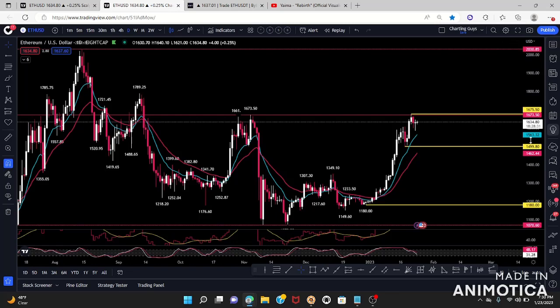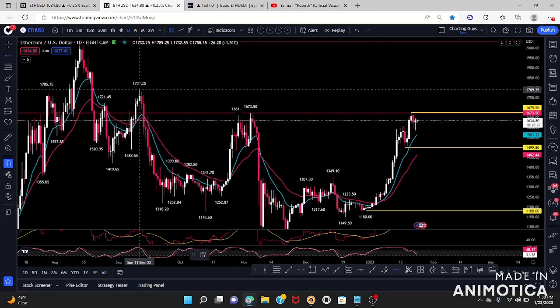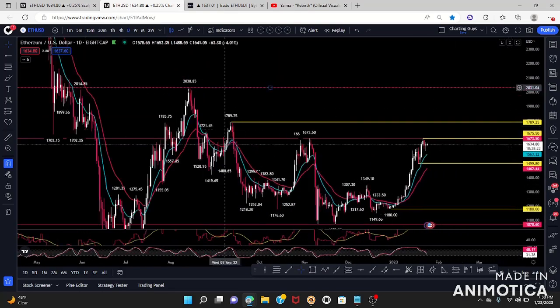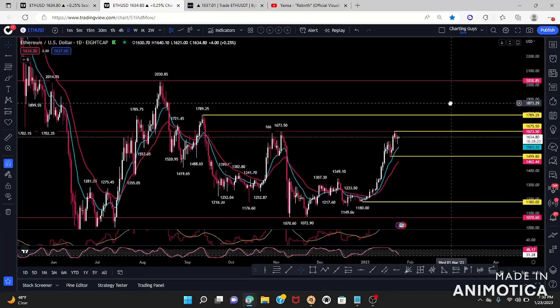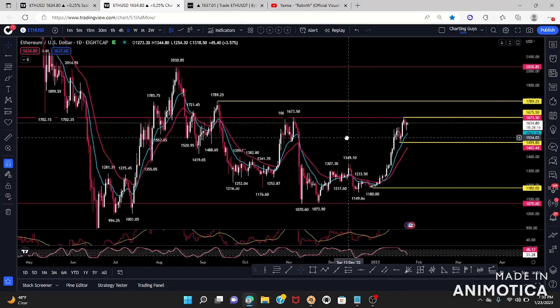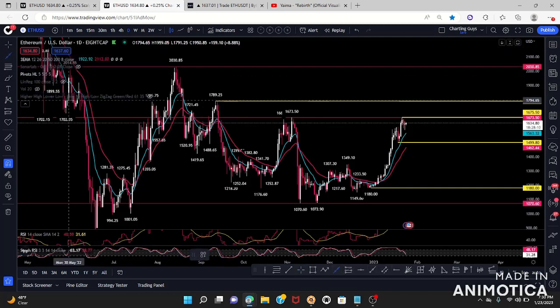I'm going to use the previous high and this high, and the next high will be the same as the weekly, so I don't have to mark it. So that's my daily range. Next, after I mark my daily range, I want to do my trend lines, and I also like to use the higher high, lower low indicator.